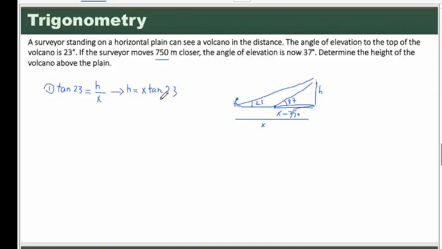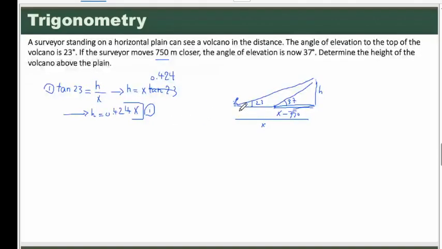And if I calculate tangent of 23 with a calculator, I will have 0.424. So I can say h equals 0.424x. It's my step number 1.